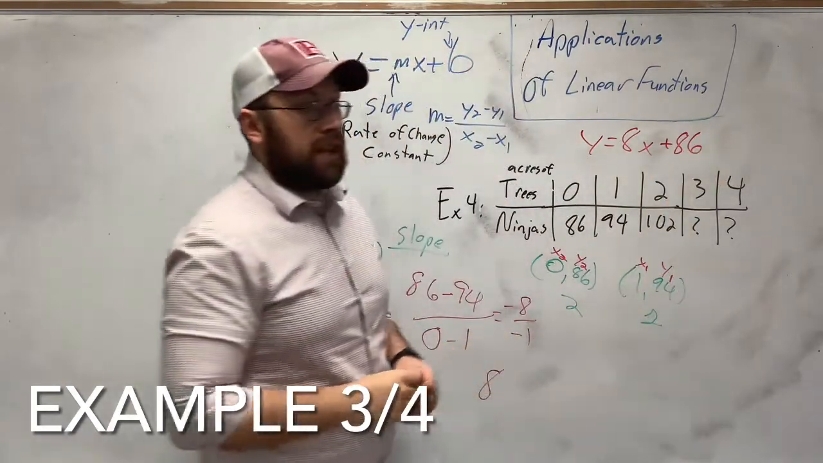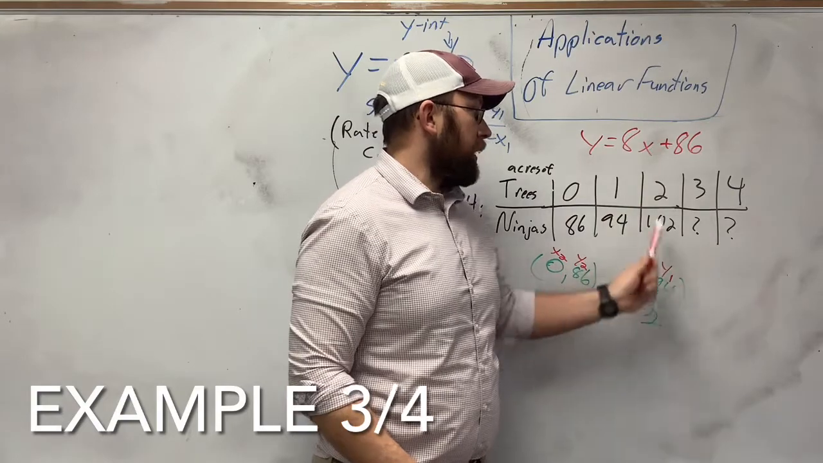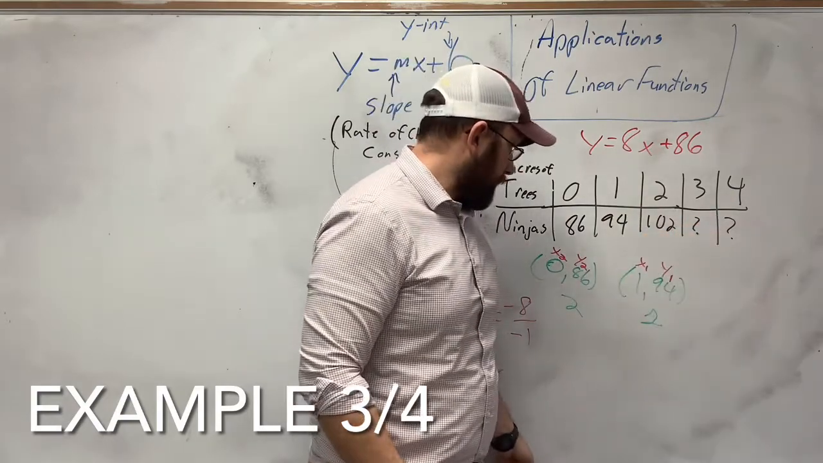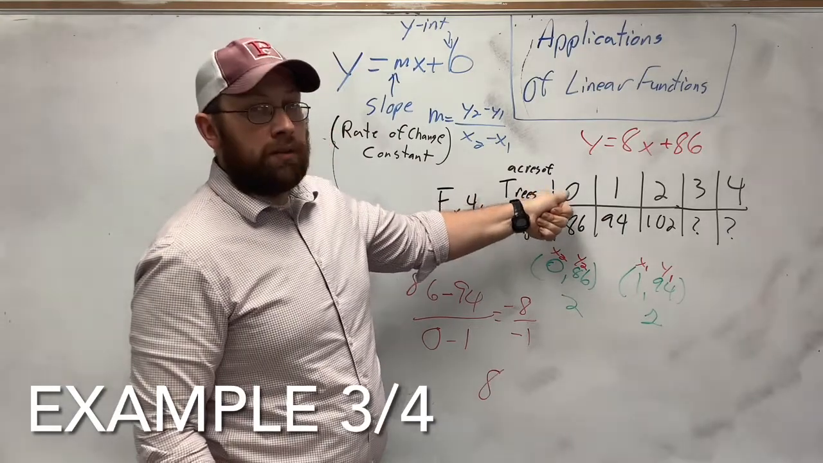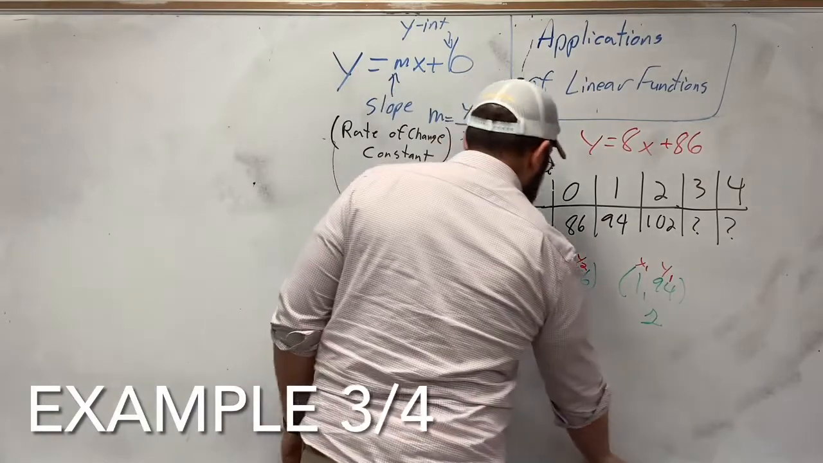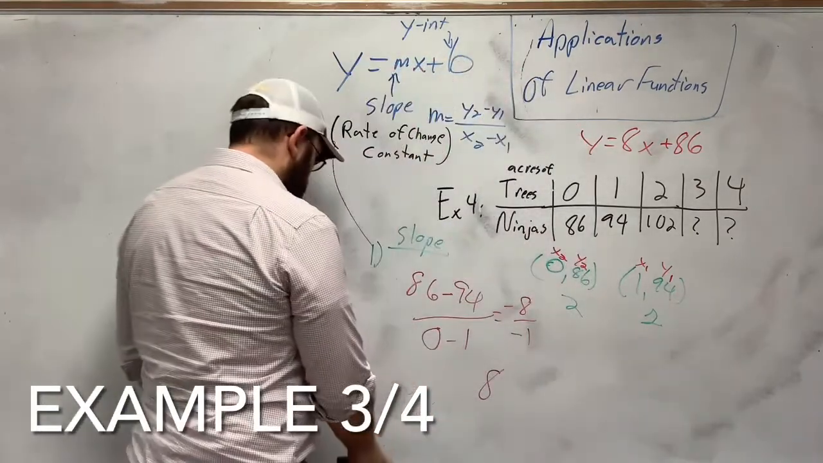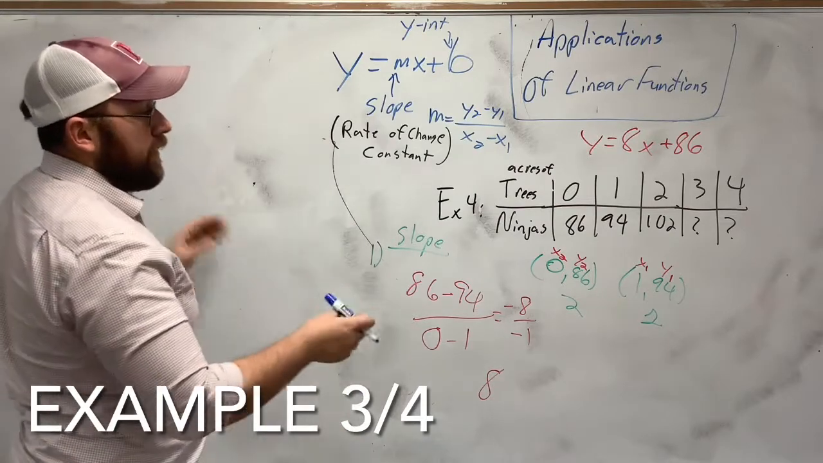Now we're going to use that equation to find the answers for, if I have 3 acres of trees, how many ninjas do I have? If I have 4 acres, how many do I have? So anytime you're around 0 trees whatsoever, know there's always 86 ninjas around you planning to attack you. Just letting you know. All right, so let's figure this out.